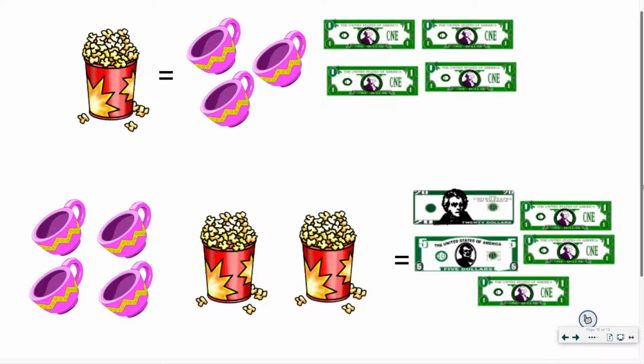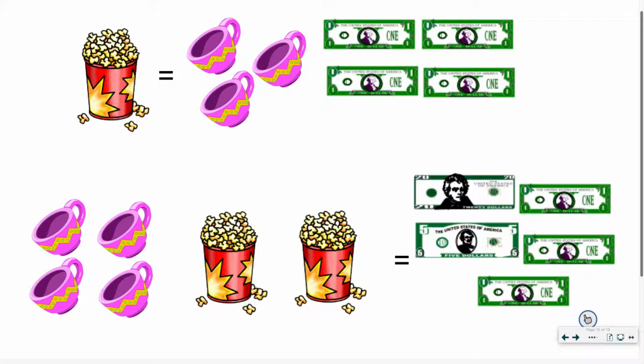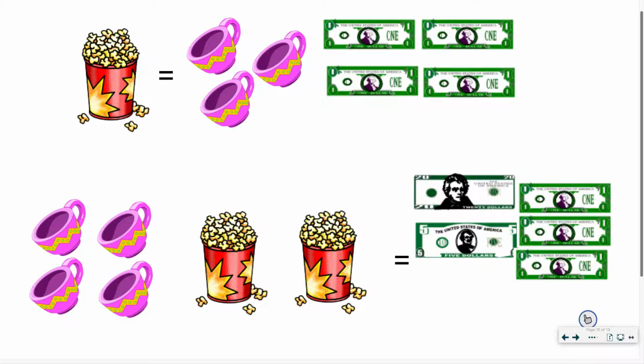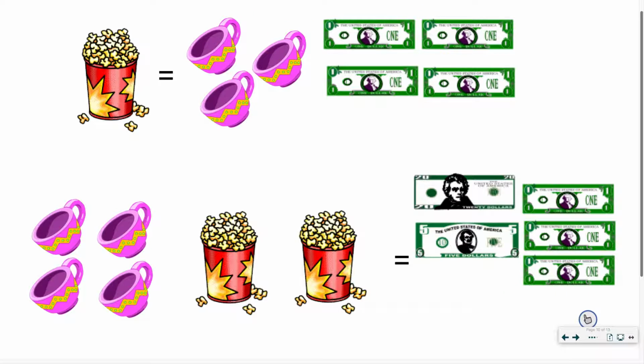3 drinks and $4. Yeah, these are singles up here. Those are dollar bills. And then this is a 20, a 5, a 1, a 1, a 1, so that's 28. And then wow. You got it.